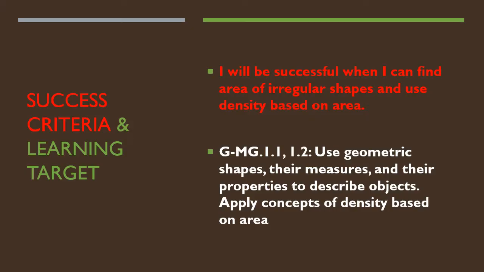So the success criteria is you'll be successful when you can find the area of irregular shapes and use density based on area. And the learning target, we're using two of them in this video, GMG 1.1 and 1.2. 1.1 wants you to use geometric shapes, their measures, and their properties to describe objects. That goes more with the one that you do on page 18. The one on page 20 deals more with the second part where it's saying apply concepts of density based on area.